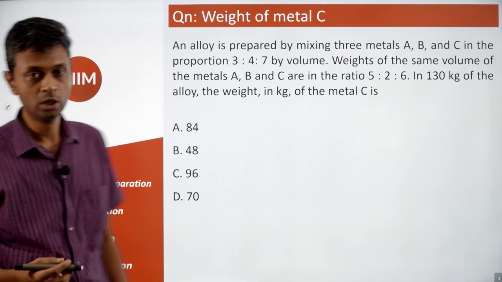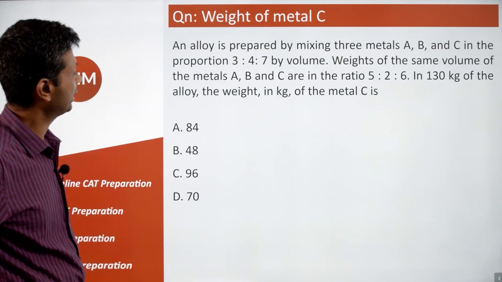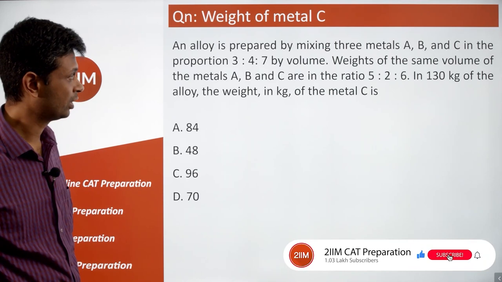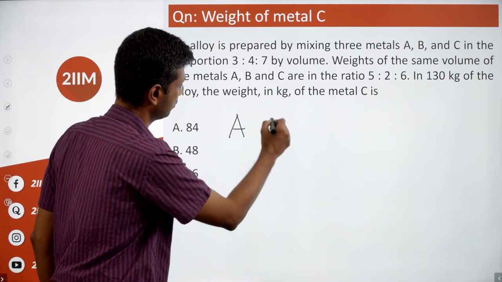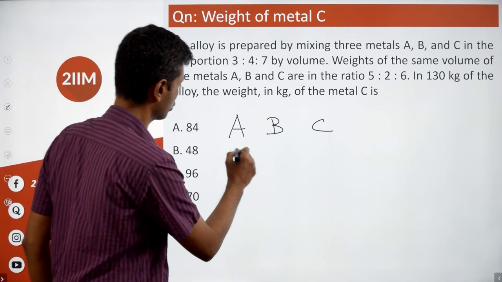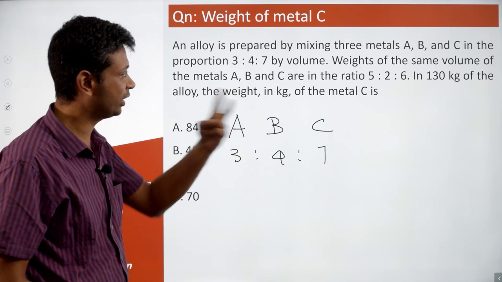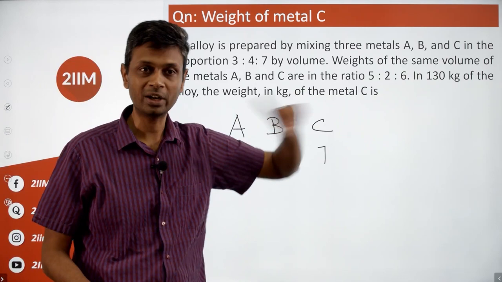Wonderful. We're going to start doing this one. An alloy is prepared by mixing three metals A, B and C in the proportion 3:4:7 by volume. Weights of the same volume of the metals A, B and C are in the ratio of 5:2:6. 130 kilogram, etc, etc. We'll come to the question part later. There are three metals A, B and C. This has volume in the ratio 3:4:7. So if you have 14 liters, then there are 3 liters of this, 4 liters of this and 7 liters of that. For the same volume, that is, if you have 1 liter of A, 1 liter of B and 1 liter of C, then the weights are in the ratio of 5:2:6. So for 1 liter, you can say it's 5 kilograms, 2 kilograms, 6 kilograms.